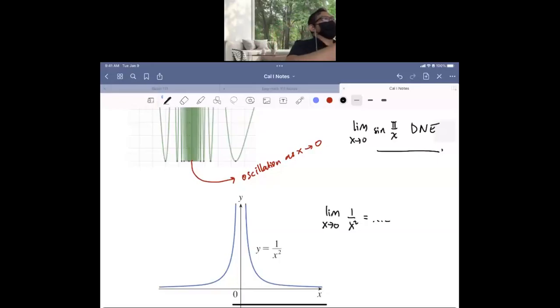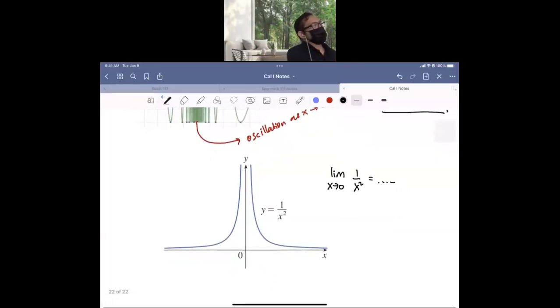Okay, welcome back to reality. All right. Now we have this: 1 over x squared. So we move from the left, approaching 0, and we are going to see that it's going really, really high. Going from the right side is also the same.